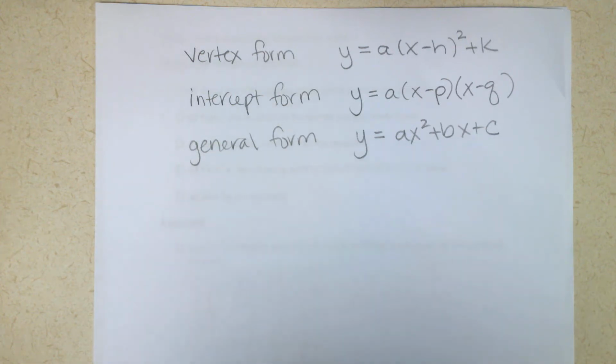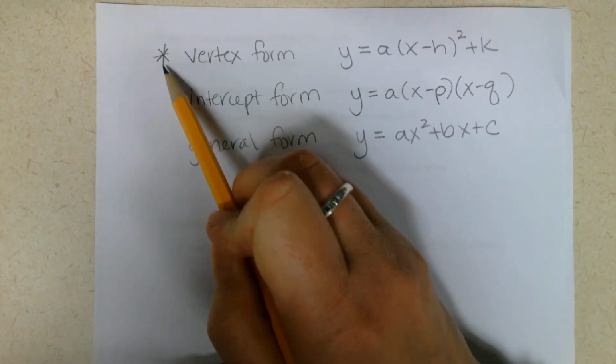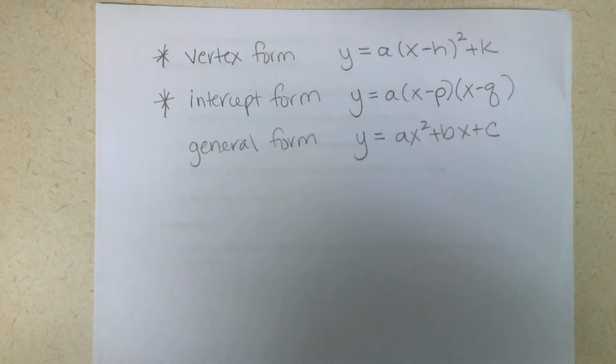And I want to point out the two that we're going to use today. So here we have three: vertex, intercept, and general form. Now, if you haven't watched my video about these forms, you can go back and watch that on my YouTube channel. The ones that we're going to use today are vertex form and intercept form. So if you have a piece of paper, a little side note, you can copy those two down because those are the ones that we're going to be using today.